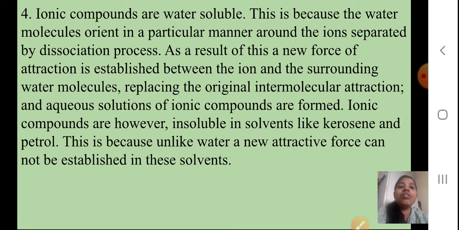And aqueous solutions of ionic compounds are formed. Yes, aqueous means a salt solution is formed. Ionic compounds are, however, insoluble in solvents like kerosene and petrol; we cannot dissolve them. This is because, unlike water, a new attractive force cannot be established in these solvents. A new force of attraction does not form. But if you dissolve it in water, a new force of attraction is formed with the water molecules. I hope till here the four properties are understood.